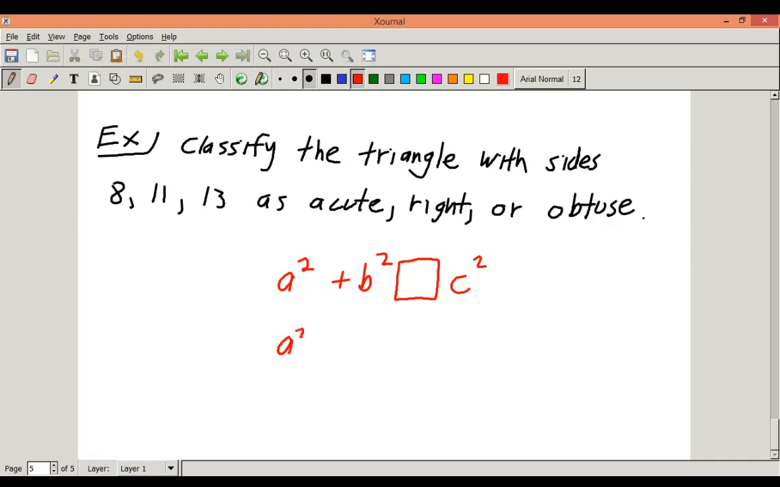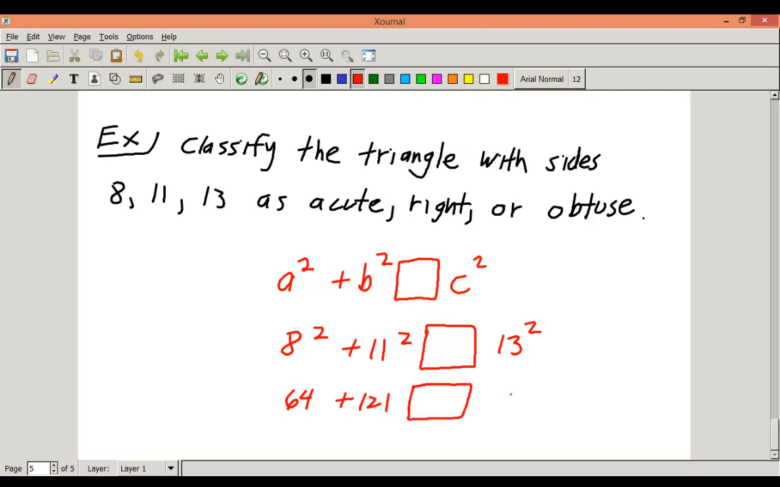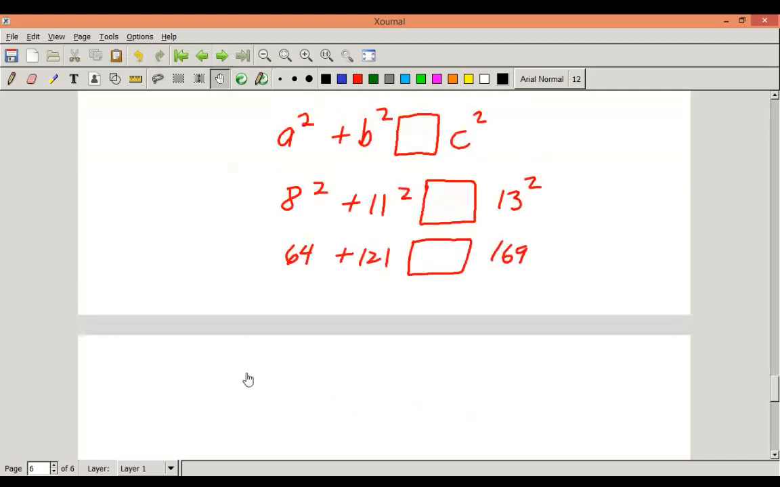So a squared, oops, I got a number for that now. 8 squared plus 11 squared, empty box, we don't know yet, 13 squared. Okay, let's put some numbers in there. So it's 64 plus 121, and this is 169. Oh, running out of space. Okay, well, I can fix that. Just give me some more space like that.